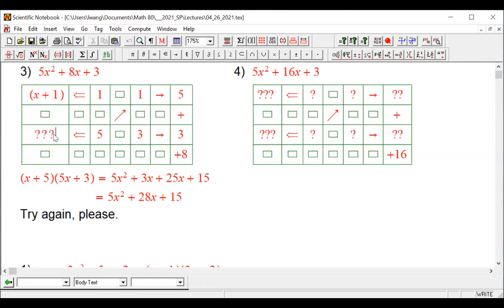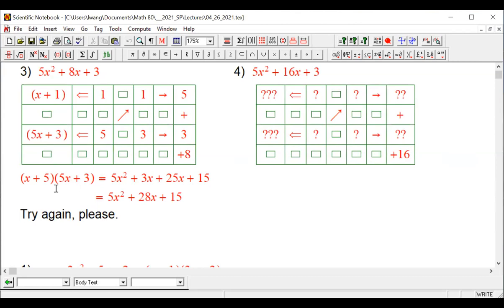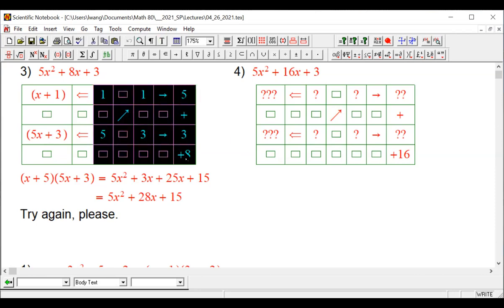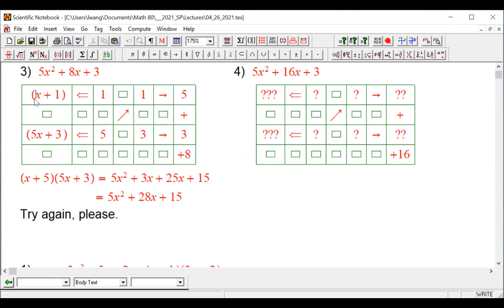The second row is 5x plus 3. So what's missing? I think this should be a 1, isn't it? You guys with me? This is how to compose the final factor. Even though you didn't show your work to me, I believe you probably have done this part correctly. But at composing, you missed something.